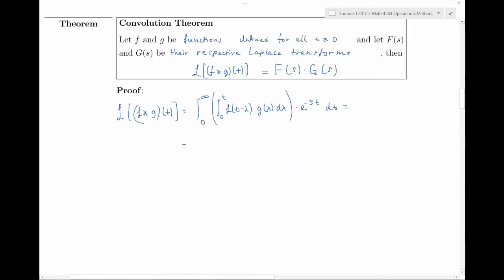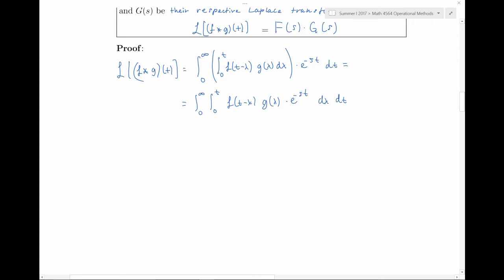I can join these integrals into one double integral from 0 to infinity and from 0 to t of f of t minus lambda, g of lambda times e to the minus st. That's integrated with respect to lambda and with respect to t.